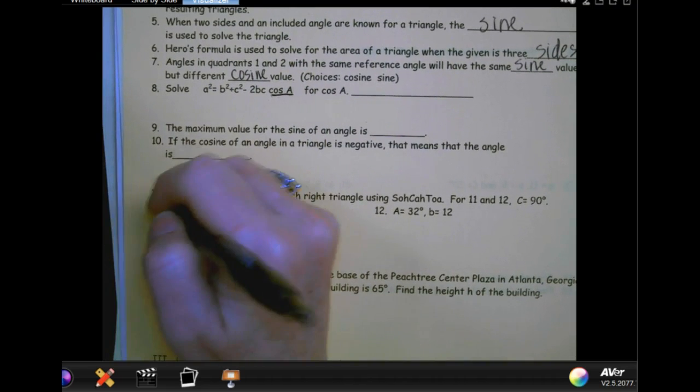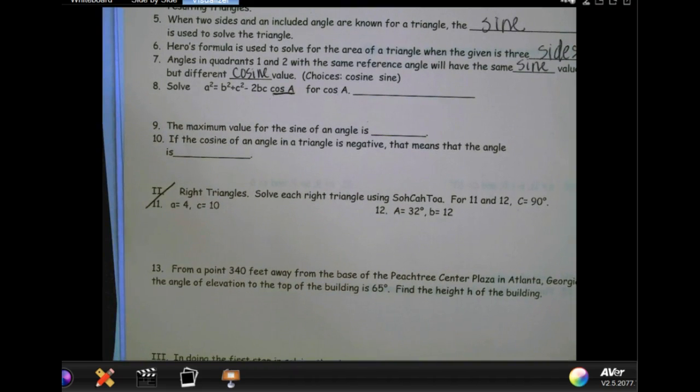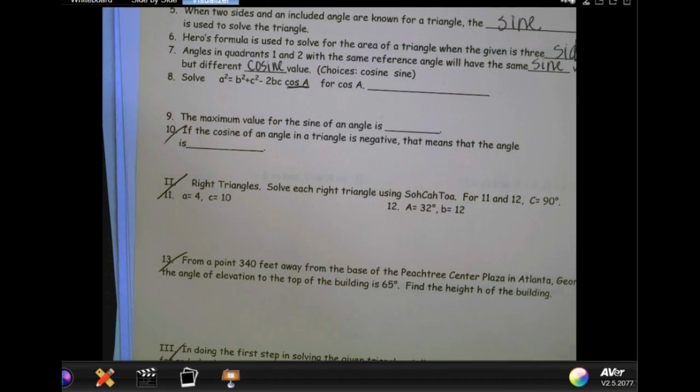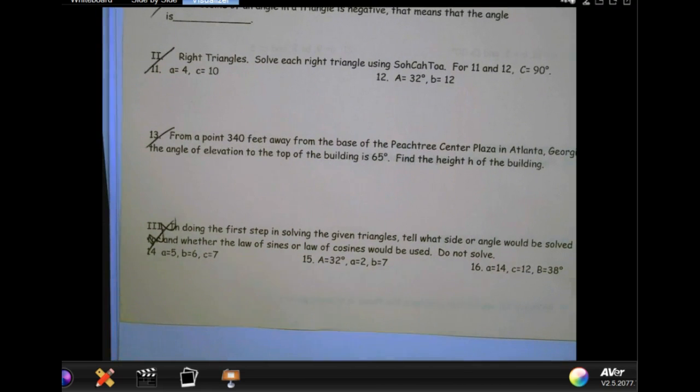We don't need the right triangles. And you don't need 10. We don't need, well, you're not going to know it, so, oh, wait, we do this one. Okay. We are going to do 3. The first step in solving the given triangles is to tell what side or angle would be solved for and whether the law of sine or cosine would be used.